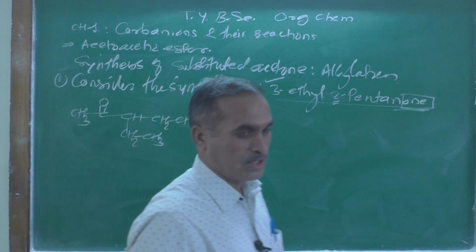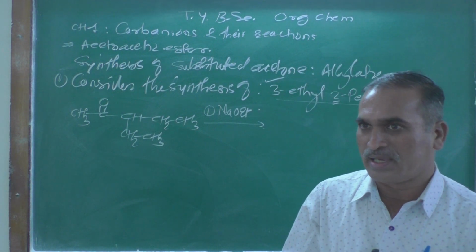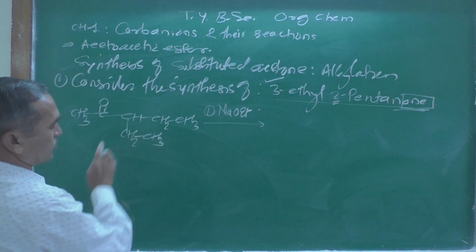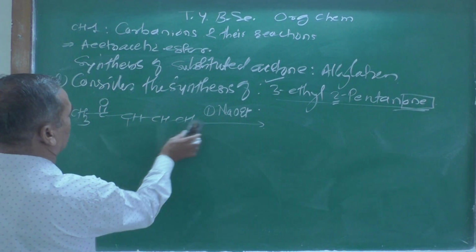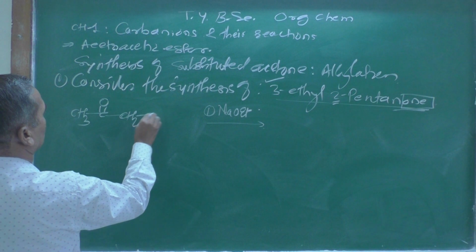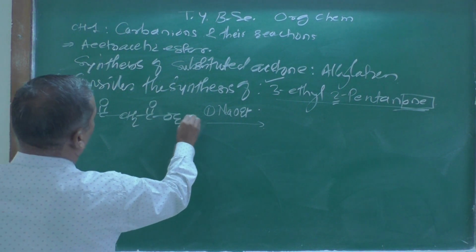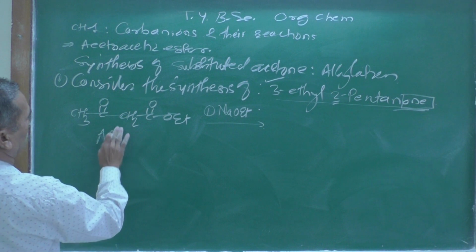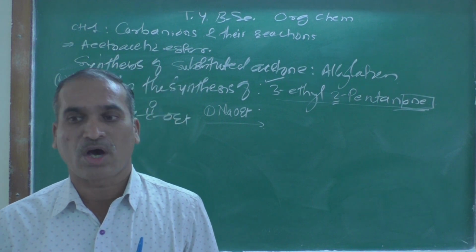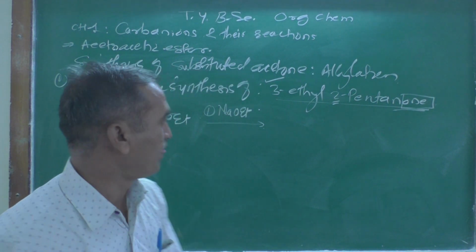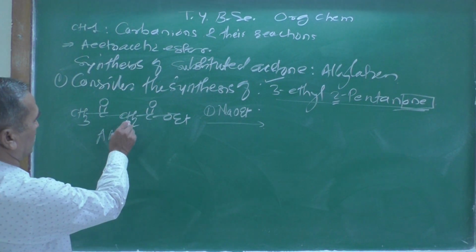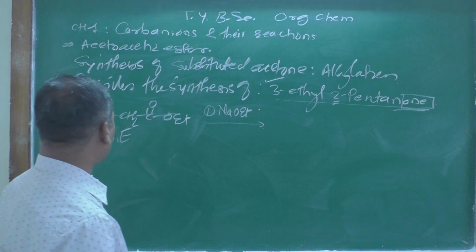The function of the base is to abstract the highly acidic proton. Which proton is going to be abstracted? Sorry, this is not the structure, this is our final structure. Here the structure will be CH3 C double bond O, CH2, C double bond O and OEt. This is the structure of acetoacetic ester, or you can call it ethyl acetoacetate or beta keto ester. Now sodium ethoxide, what will it do? It will abstract the acidic proton, which is a methylene proton.